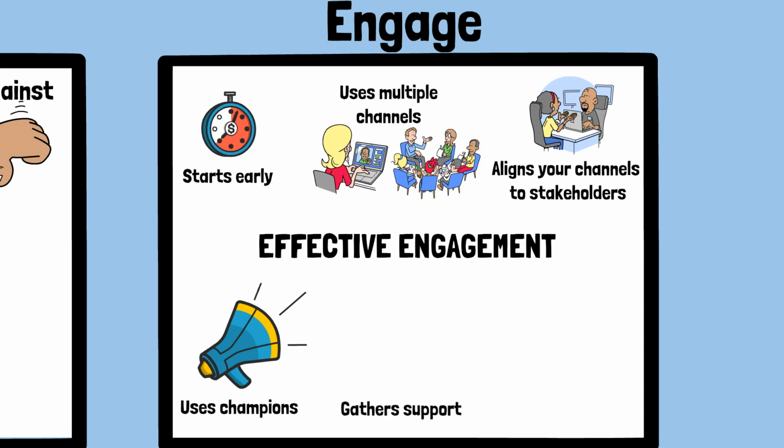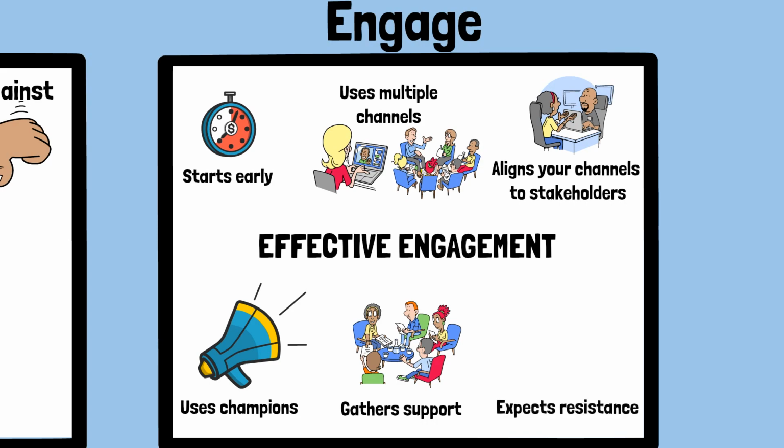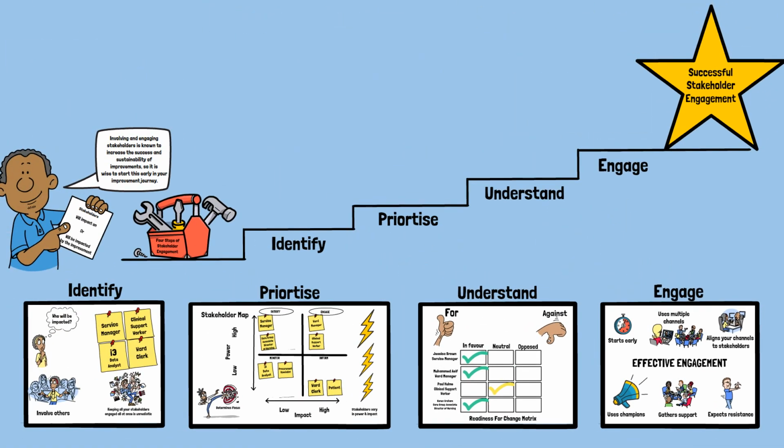Effective engagement gathers support. Not everyone will be easy to reach, so gather support to help you work with the less accessible stakeholders. Effective engagement expects some resistance. Don't be put off when stakeholders resist your improvement focus or change ideas. Resistance is normal. Listen to their concerns. Their reasons for resistance can often be turned into action or considerations that make the improvement a success.